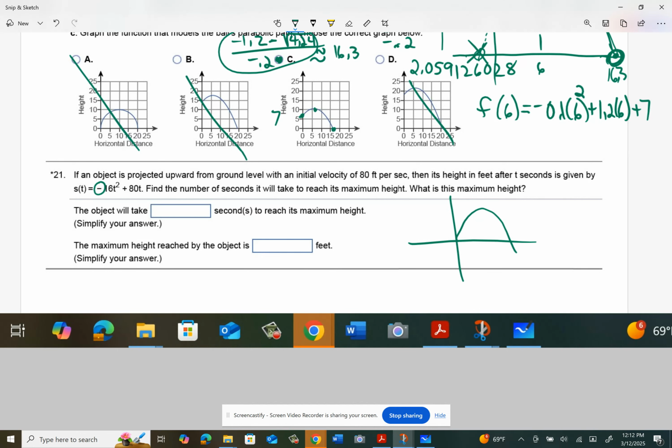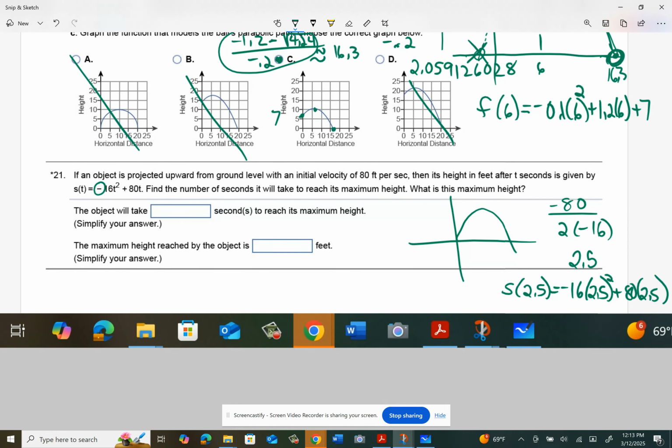So I'm just going to look at that, and the b value is positive 80, so the opposite of 80 over 2 times negative 16 would be the x-coordinate of my vertex. So I need 80 divided by 32, which is like 2.5. Okay, and it's exactly 2.5 for the x-coordinate. Then I'm just going to come back in and get S of 2.5 by plugging in the 2.5 everywhere there was a t.